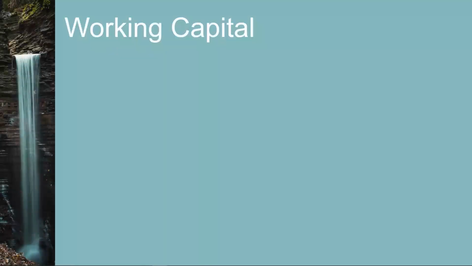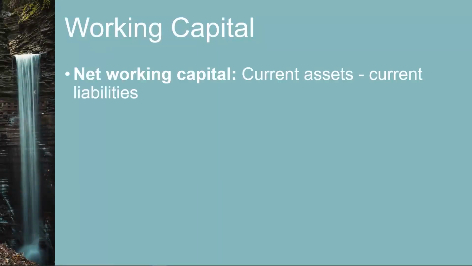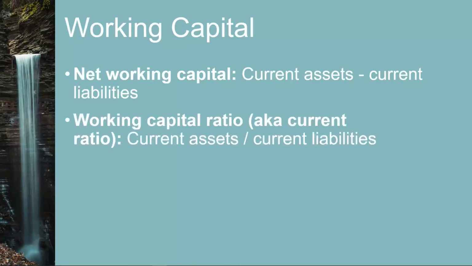Working capital can be measured two ways. Net working capital is your current assets minus your current liabilities. The working capital ratio is your current assets divided by your current liabilities. Current assets are generally assets that will be converted into cash within a year, and current liabilities will be paid in cash within a year.